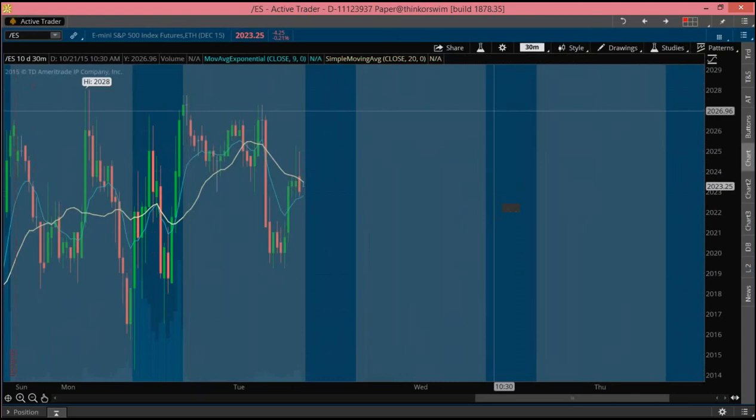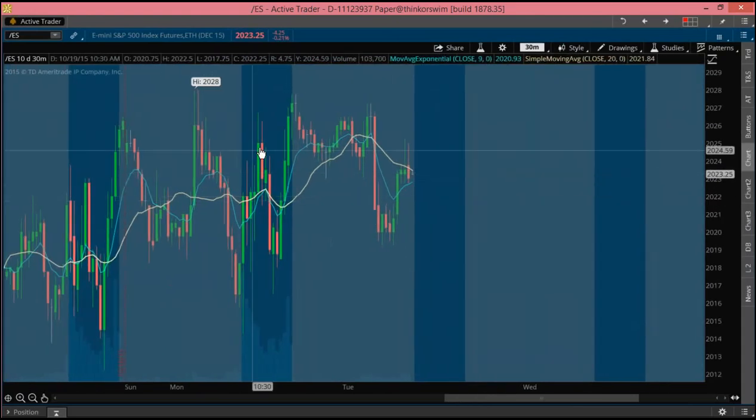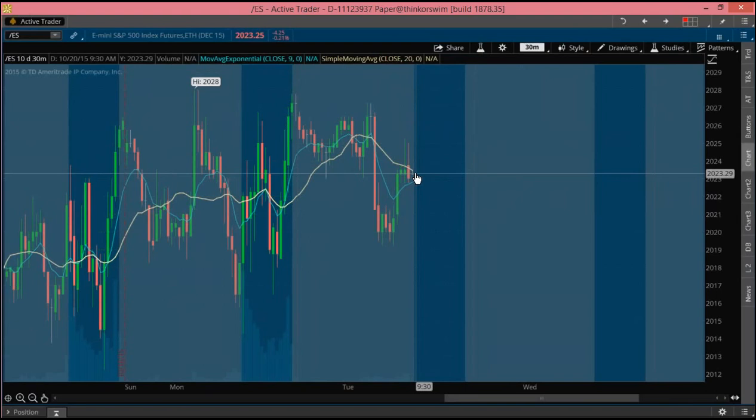Going down to the 30-minute. 30-minute is more consolidation. We started to have a downward trend. We popped back up earlier, and now we're trading between the 9 and the 20. So the downward trend is being challenged right now, has not been violated.